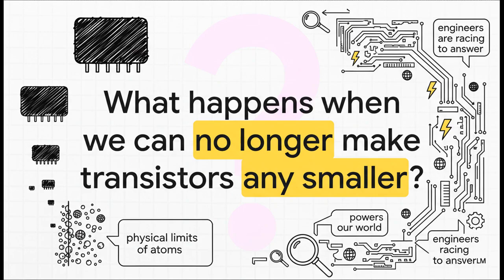For decades, all our progress has been defined by making these transistors smaller and smaller and smaller. But we are rapidly approaching the actual physical limits of atoms. This process powers our entire world, so what happens when we just can't shrink it any further? Well, that's a question engineers are racing to answer right now.